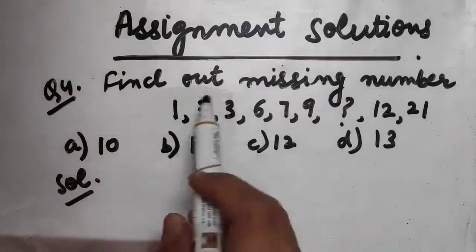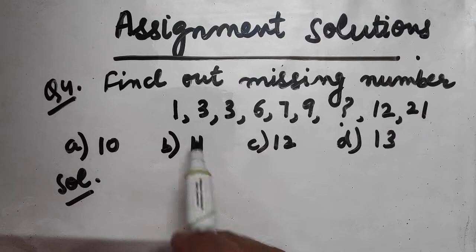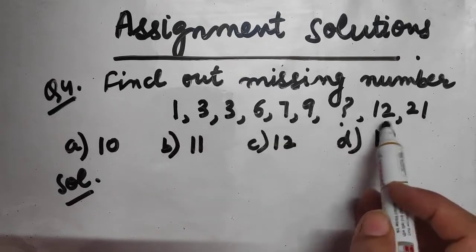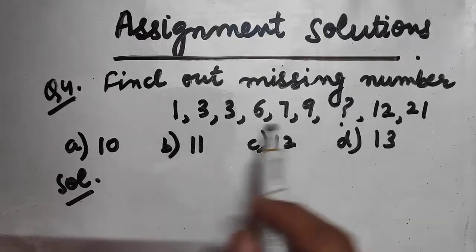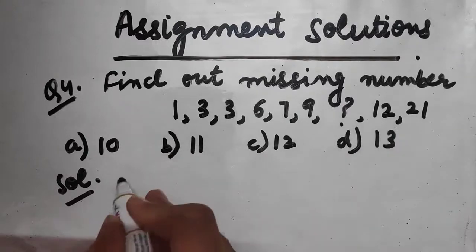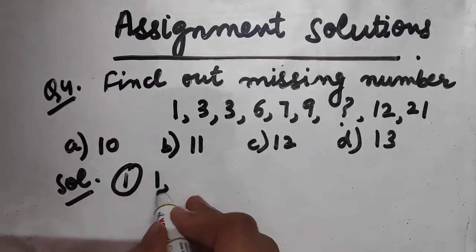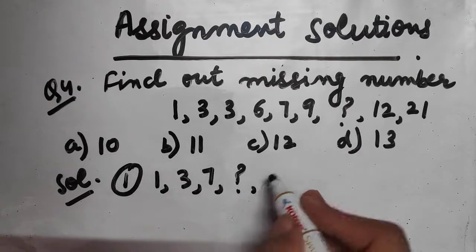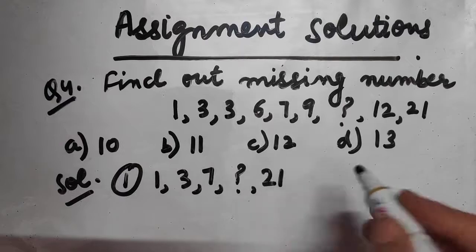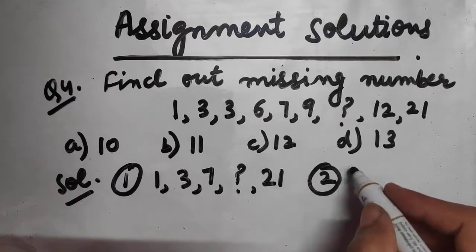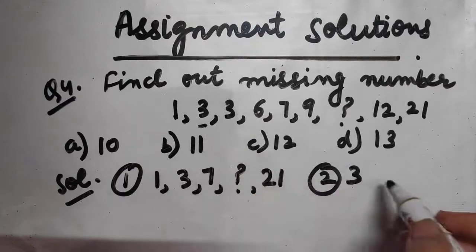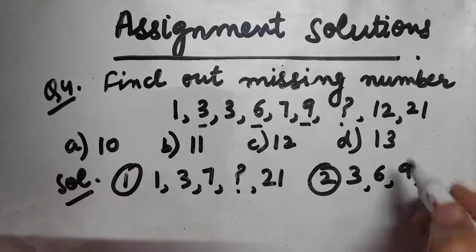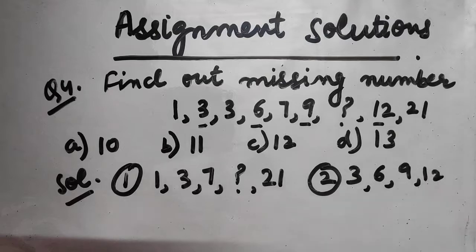Question number 4 is, find the missing number in the given sequence, and this is the sequence 1, 3, 3, 6, 7, 9, then question mark, 12 and 21. Again, this series is a combination of two series, and the first series is 1, 3, 7, then question mark and then 21. The second series is 3, 6, 9 and then 12.